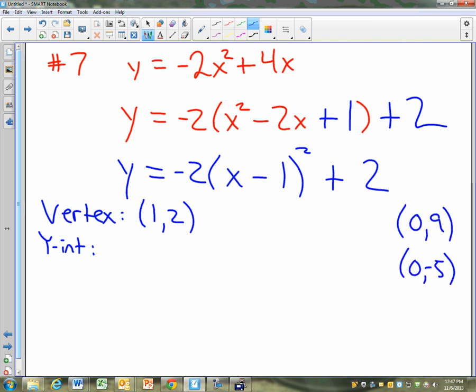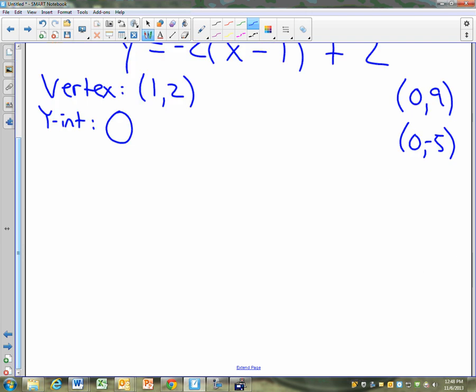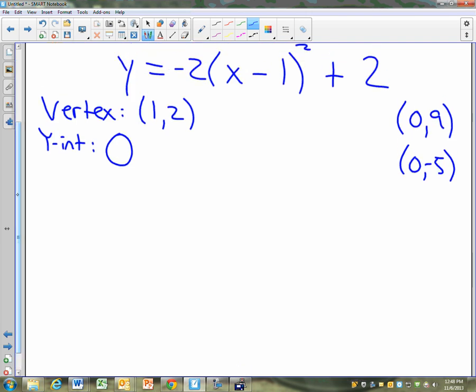Do you agree that those points are both y-intercepts? What do they have in common? The x value is 0. So if you're looking at an equation like this and you're saying, what is the y-intercept? Just plug in 0 for x. What's 0 minus 1? Squared? 1 times -2 plus 2. And that matches exactly with what you have up there. You know the y-intercept is 0. The only reason I give you that is I want you to have more than one point when you plot it, because we're not finding the x-intercepts.